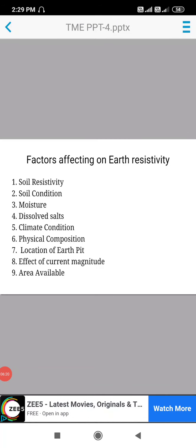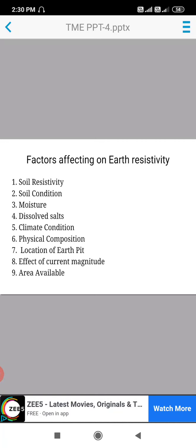Pure water is considered a bad conductor of electricity. Soil resistivity depends on the water resistivity, which in turn depends upon the quantity as well as the nature of the salts that are dissolved in it. The climatic condition also affects the earth resistance.